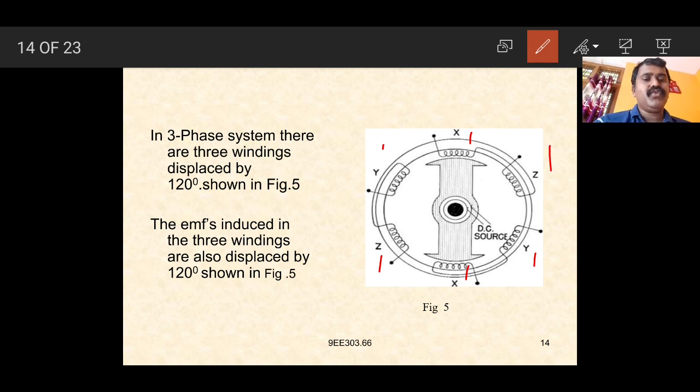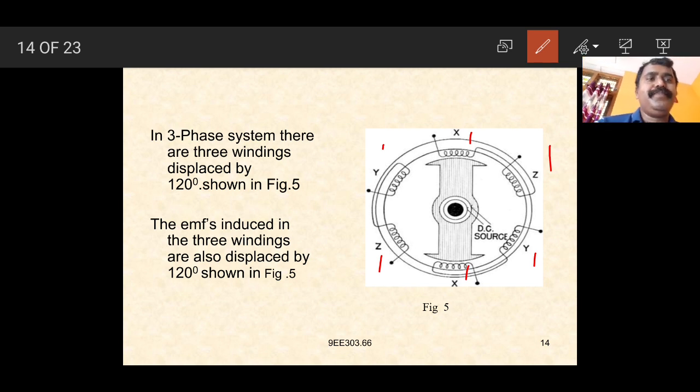With the position shown, the EMF induced in the conductor X1 of the coil X1 X2 is 0 and increasing in the positive direction as the rotor poles rotate in the clockwise direction. When the north pole of the rotor comes exactly under the influence of the conductor X1, the EMF induced is maximum. The EMF induced in the conductor Y1 of the coil Y1 Y2 is maximum when the N pole has turned through 120 degrees.